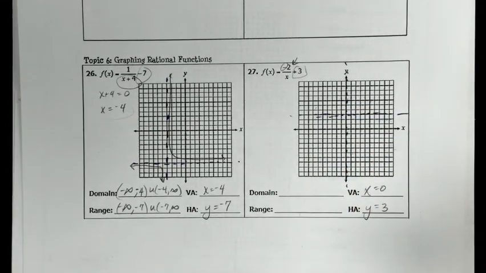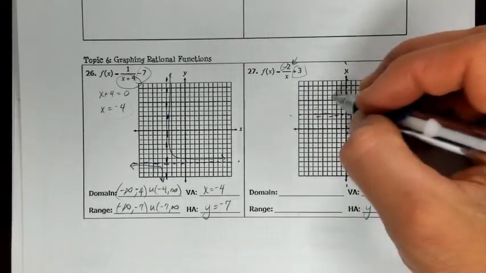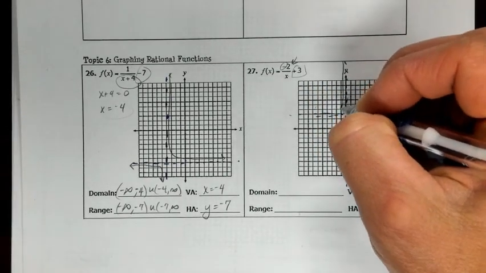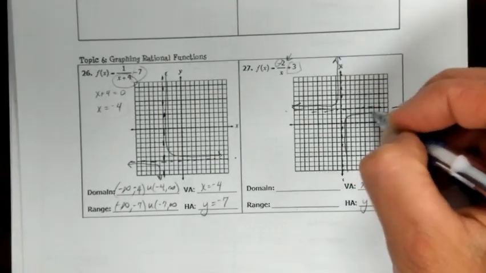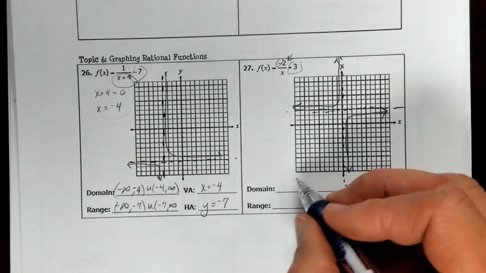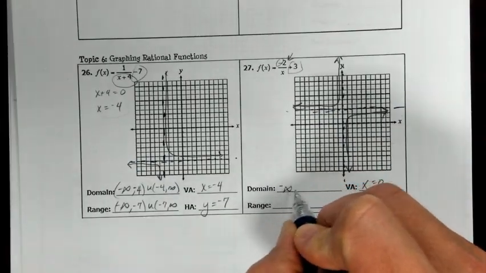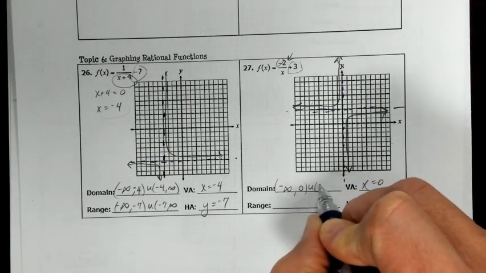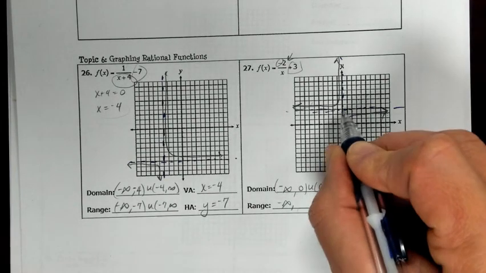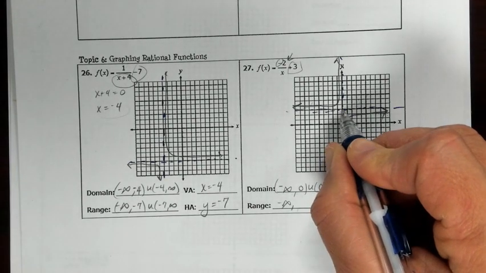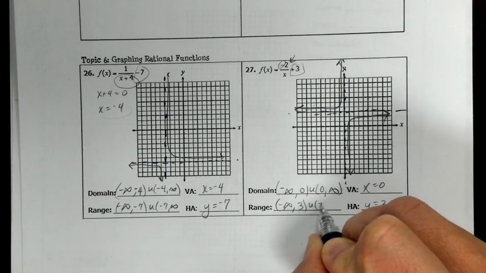All right, the domain. So if we graph that, we have a reflection over the horizontal asymptote, which would look like this, there and there. All right, now the domain is going to go from -infinity to my vertical asymptote at 0, so -infinity to 0, union with 0 to infinity, and my range is going to go from -infinity to my horizontal asymptote, which is at 3, union with 3 to infinity.